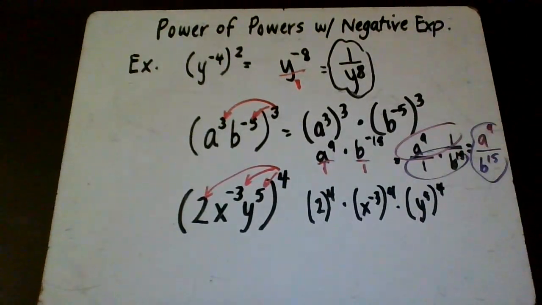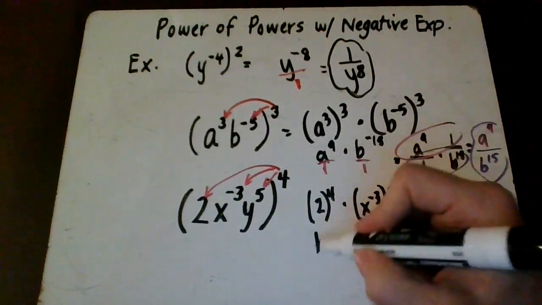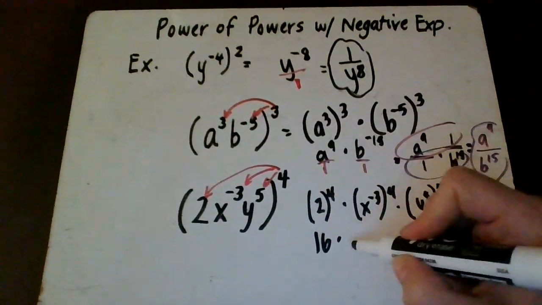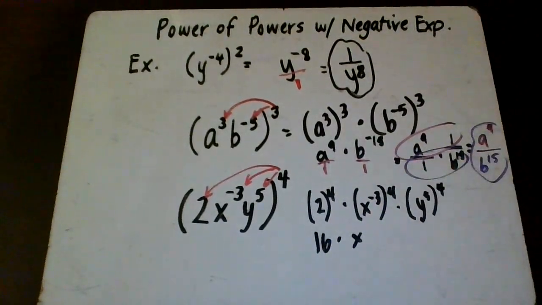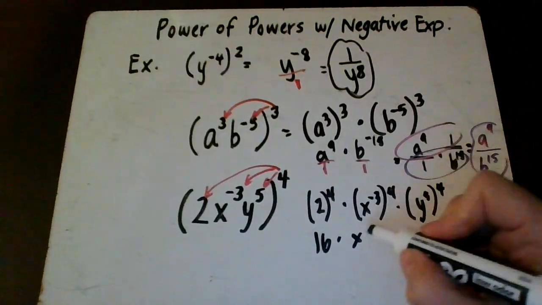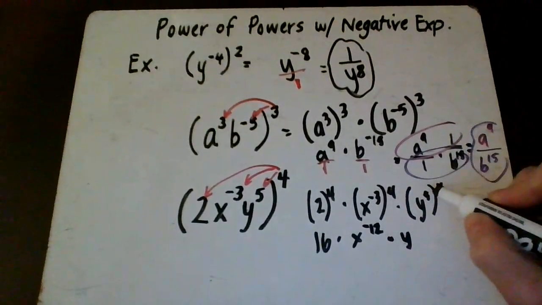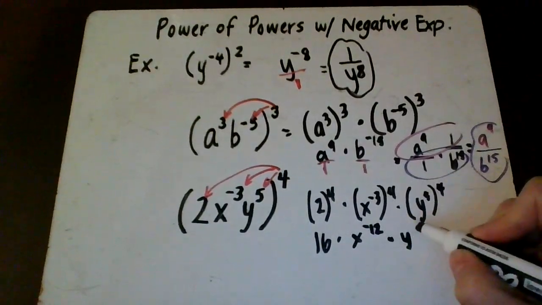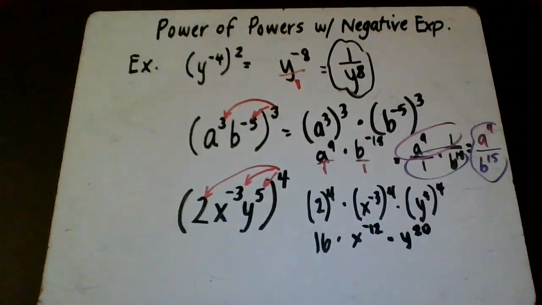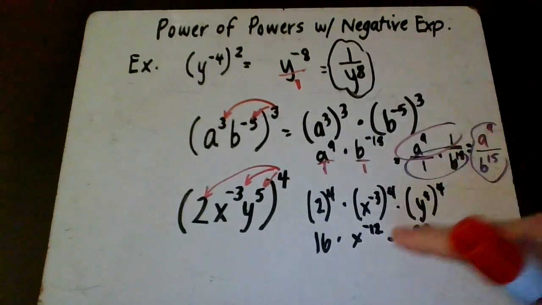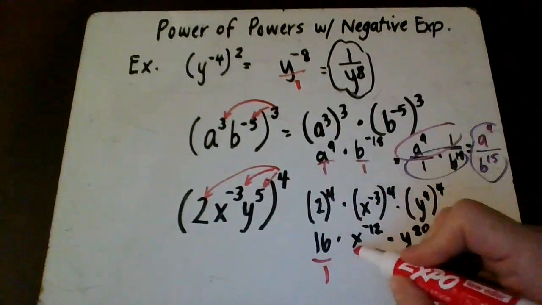So I have 2 to the 4th power. 2 to the 4th power is 16. Keep the base the same, multiply the exponents, which would be negative 3 times 4, which would be negative 12. Keep the base the same. This was a 5. 5 times 4 is 20. And I have a negative exponent that I need to get rid of. So I put these all over 1.